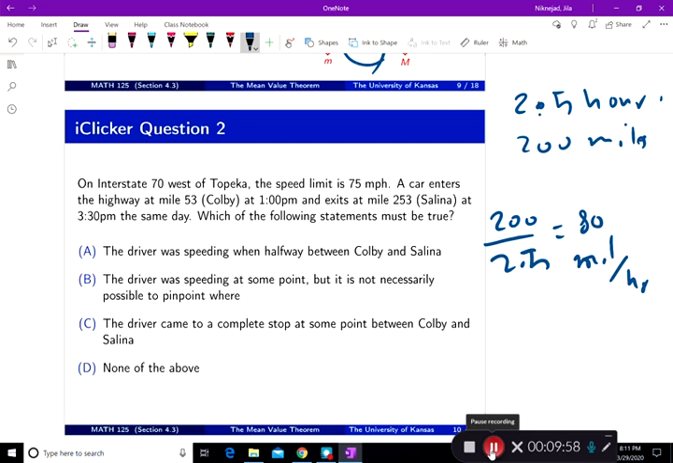So the speed of the driver at some point, I don't know if it's halfway, I don't know if in the beginning or end, or how the driver was going. I just know because traveling and distance are continuous and differentiable functions, at some point this value was attained by the velocity of the driver. So B is the answer.